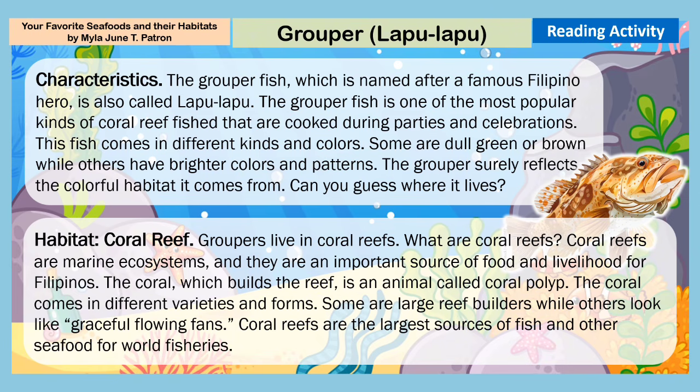What are coral reefs? Coral reefs are marine ecosystems and they are an important source of food and livelihood for Filipinos. The coral, which builds the reef, is an animal called coral polyp. The coral comes in different varieties and forms. Some are large reef builders, while others look like graceful flowing fans. Coral reefs are the largest sources of fish and other seafood for world fisheries.